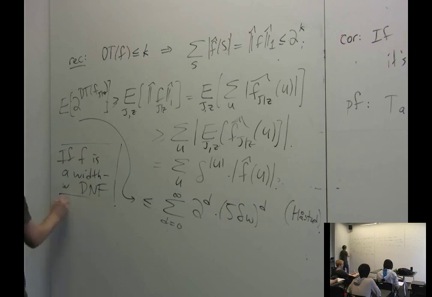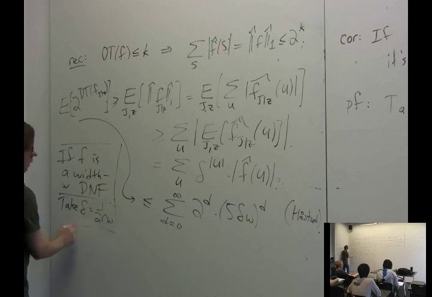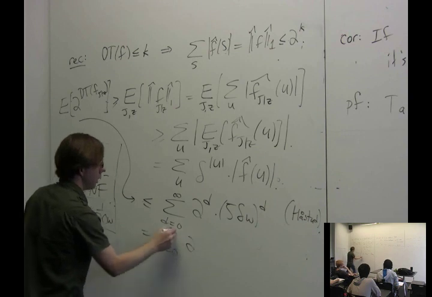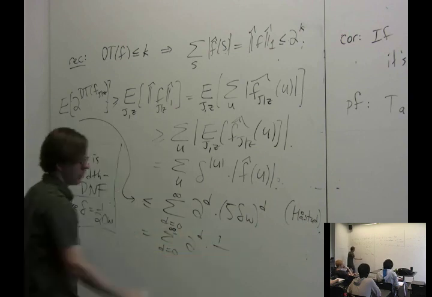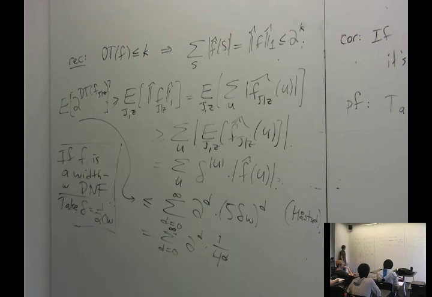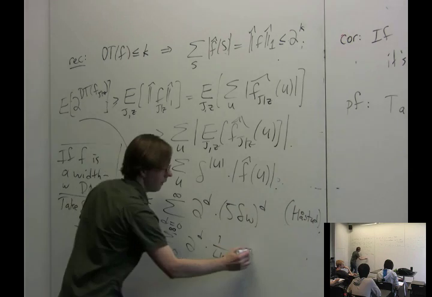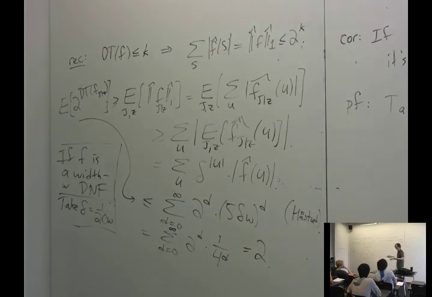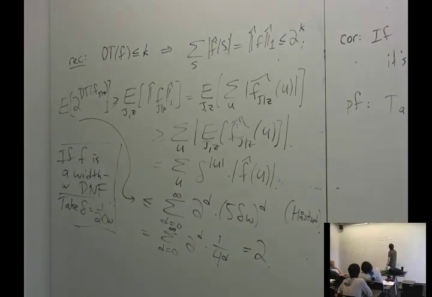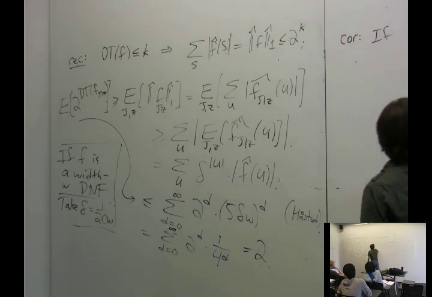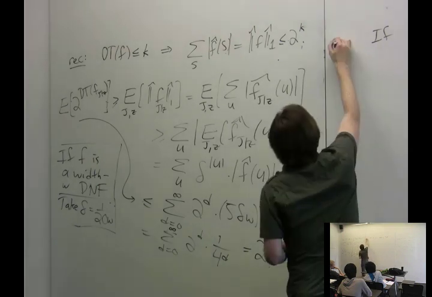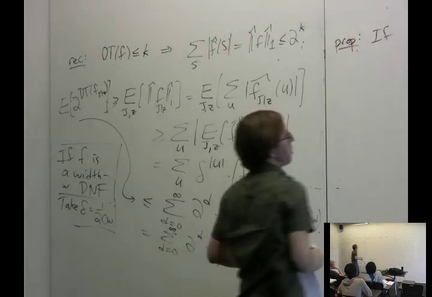So let me take delta to be like 1 over 20 times the width. Then this is the sum from d equals 0 to infinity of 2 to the d times 1 over 4 to the d, which is the sum of 2 to the minus d, which is 2. So let me reorganize everything I just wrote there. It's probably our most painful calculation of the day.